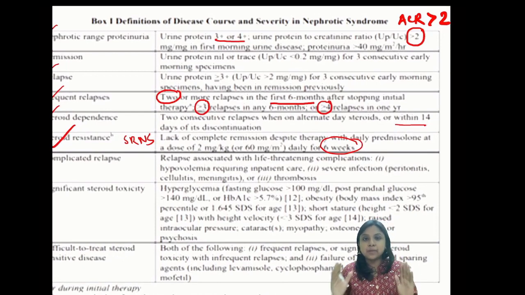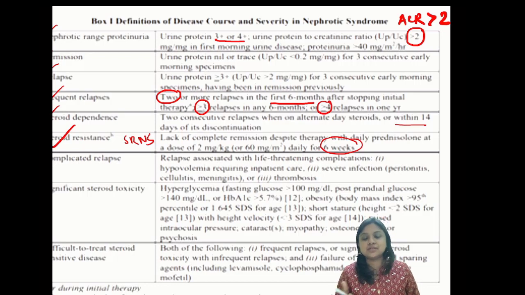The child is coming up to me with urine protein nil or trace for 3 consecutive early morning samples. What is relapse? The child was previously in remission, now presenting with nephrotic range proteinuria. Frequent relapse. When the term frequent is coming, you need to remember in the first 6 months, first term is important. 2 or more relapses. In any 6 months, more than 3, and in 1 year, it is more than 4.